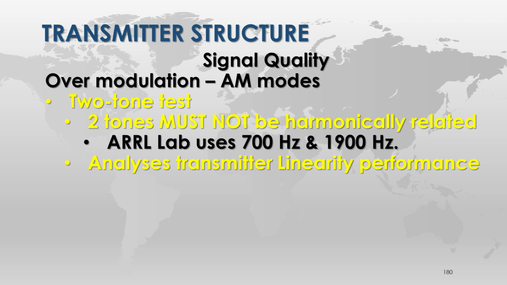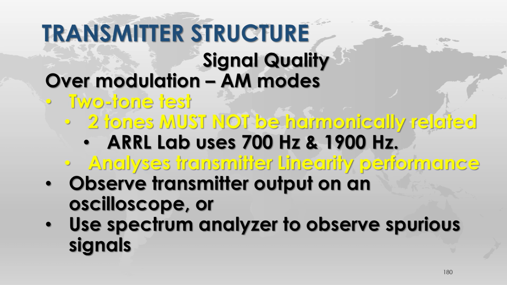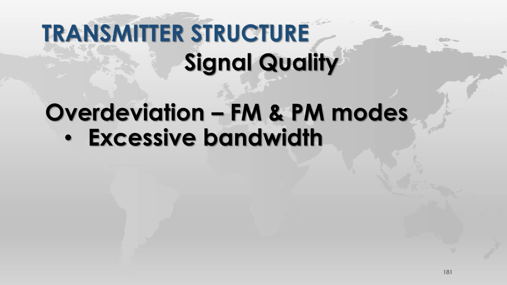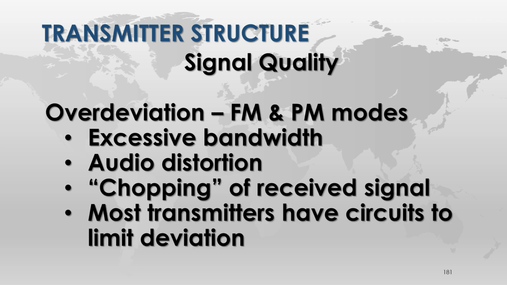That's how an engineer would make sure that your radio is working properly. Observe the transmitter output on an oscilloscope or use a spectrum analyzer to observe spurious signals. Signal quality. Over deviation, FM and PM modes, excessive bandwidth, because you're over deviating. Audio distortion. Sounds familiar, right? If you're over deviating, you've got all kinds of problems. Chopping of received signals, that's that flat top cutoff piece there on that oscilloscope picture that we had. Most transmitters have circuits to limit deviation.